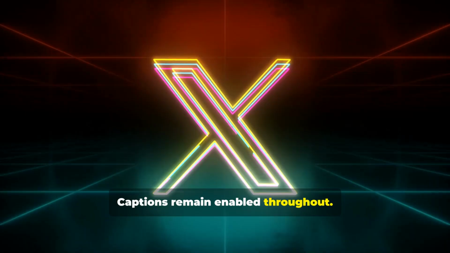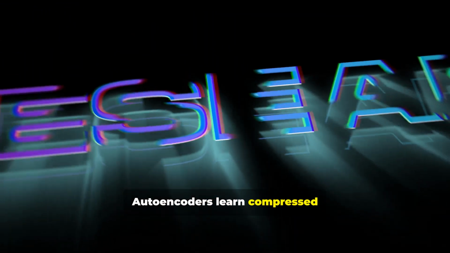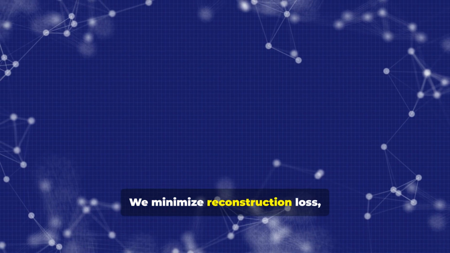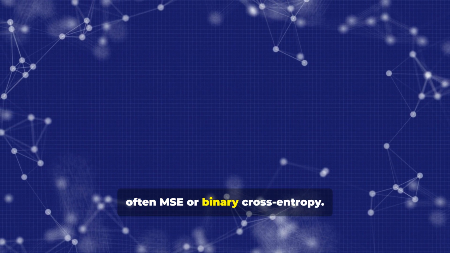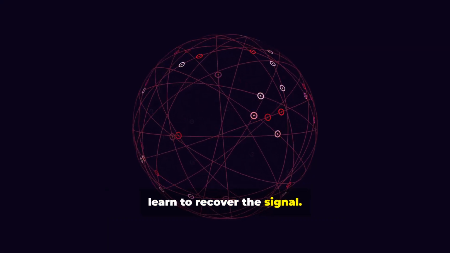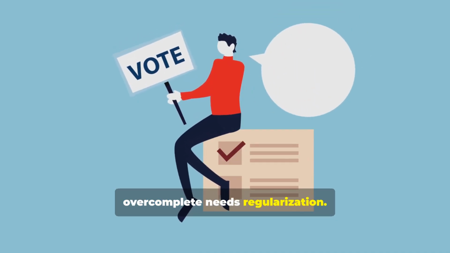Captions remain enabled throughout. Continuing Chapter 3, Part 2. Autoencoders learn compressed representations by reconstructing inputs. We minimize reconstruction loss, often MSE or binary cross-entropy. Denoising autoencoders add noise and learn to recover the signal. Undercomplete forces compression, overcomplete needs regularization.